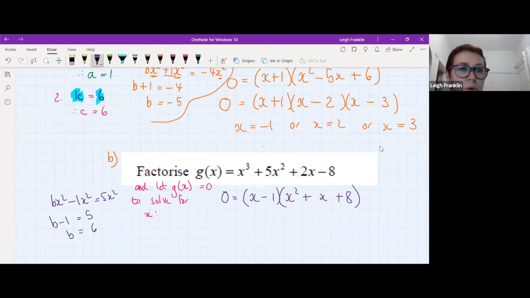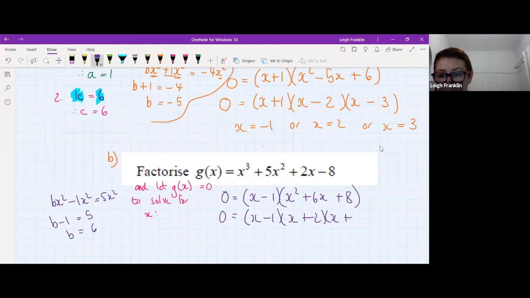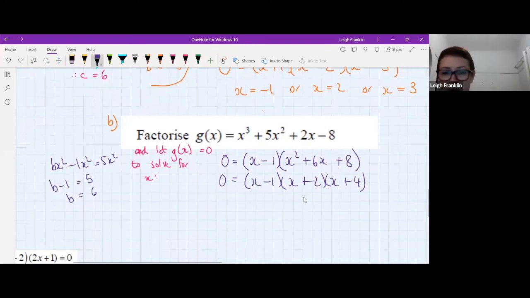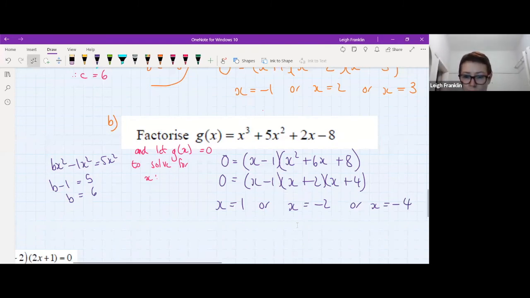Okay. All right, and then once you've got that, you can then factorize further. So this is where the x plus 2, x plus 4 comes from. And now that we've done that, we can say either x is equal to 1, or x is equal to -2, or x is equal to -4. Okay. How's that feeling? Did everybody get that right? Are there any questions?